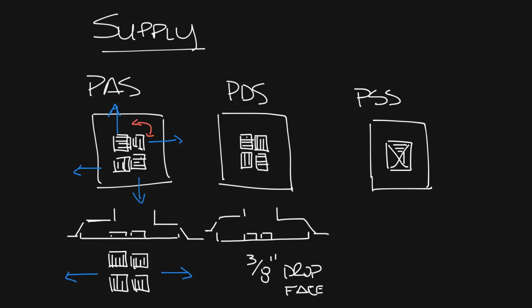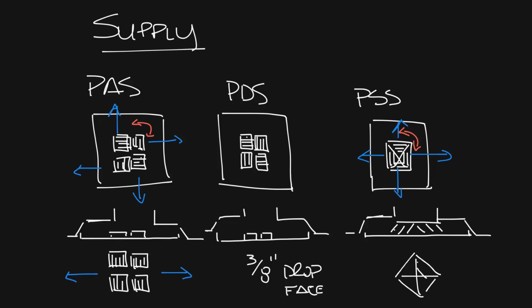Next we have the PSS. The PSS has deflectors in the neck that look like this. You can rotate the deflector 45 degrees so that you can change the airflow pattern. So instead of coming out the 4 sides, if it's rotated, it'll come out the 4 corners like this.